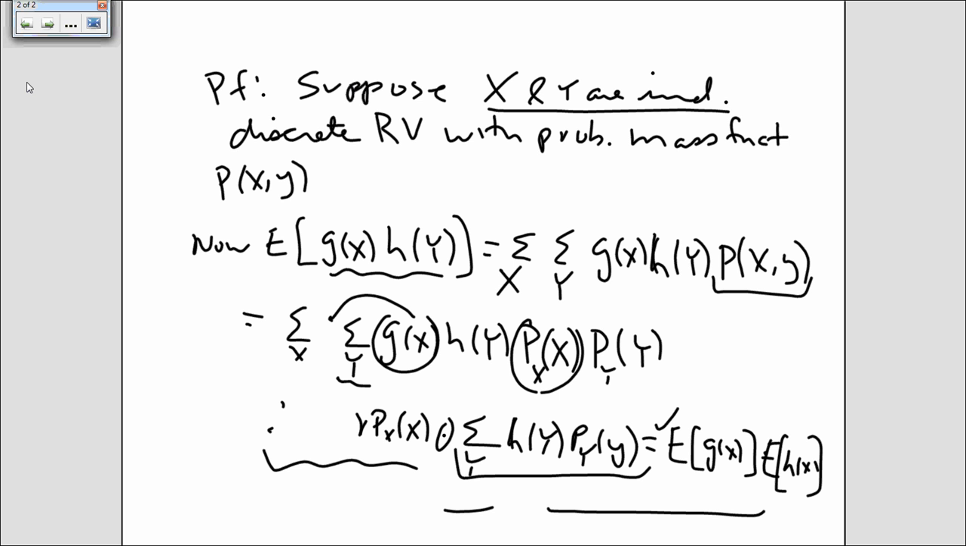And all I did was just use the definition of our expected values. E of anything, in the discrete case, is the summation of the anything times the probability function. In the continuous case, E of anything is the integral of anything times the PDF dx. In double variables, it's a double integral. Okay.